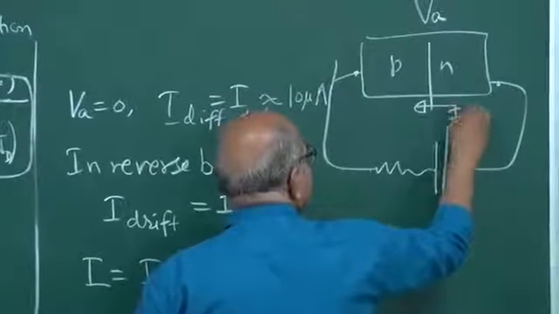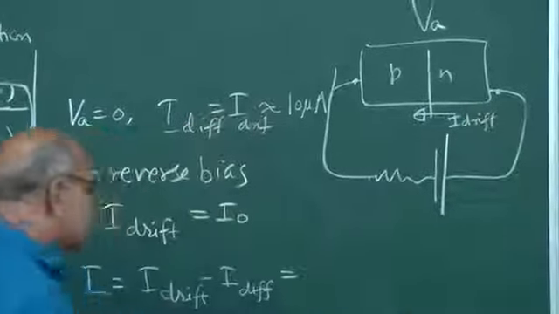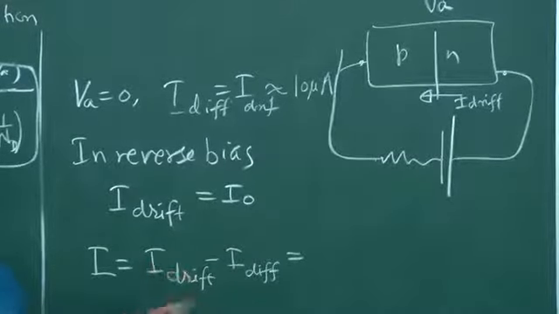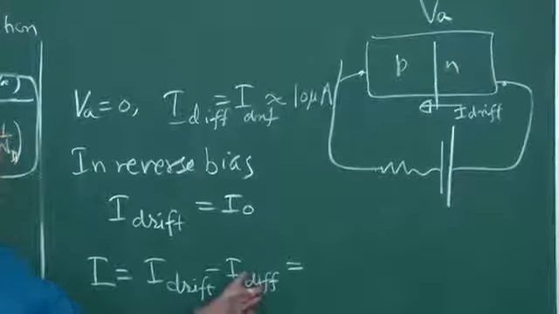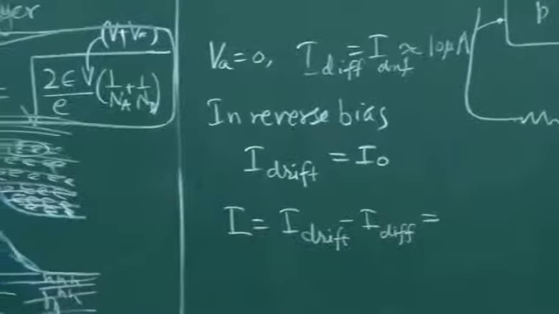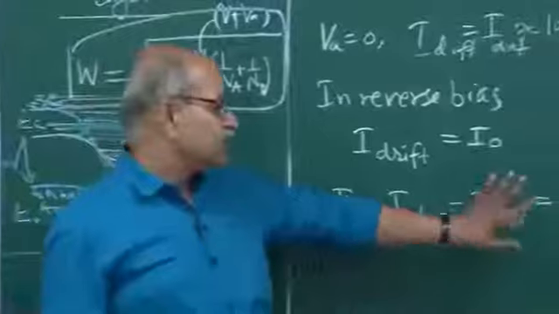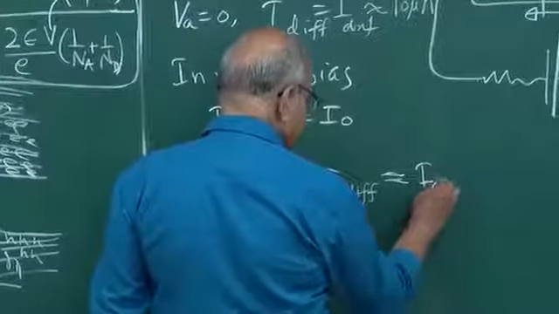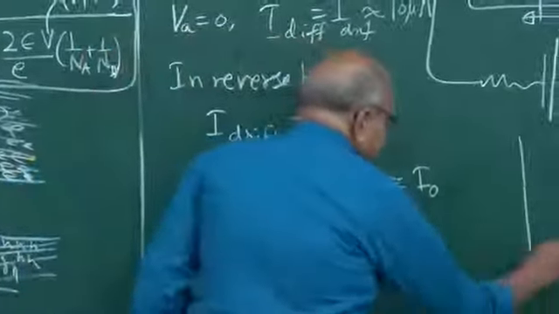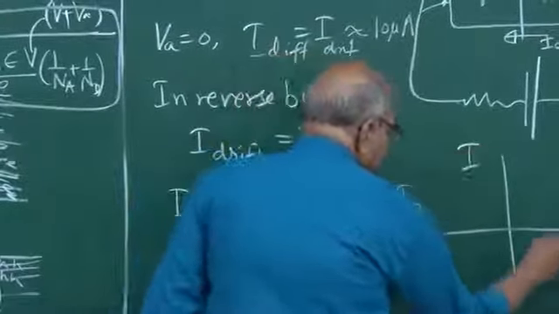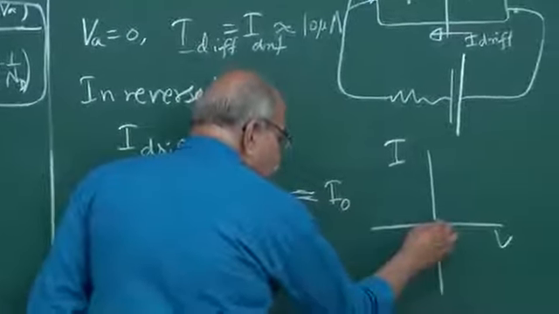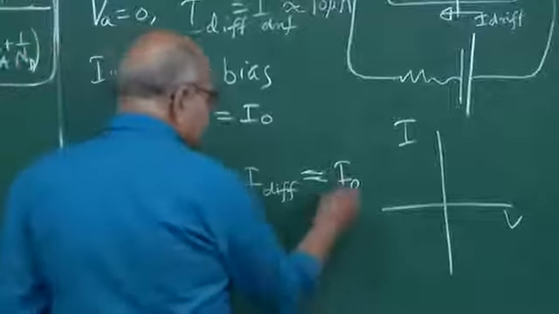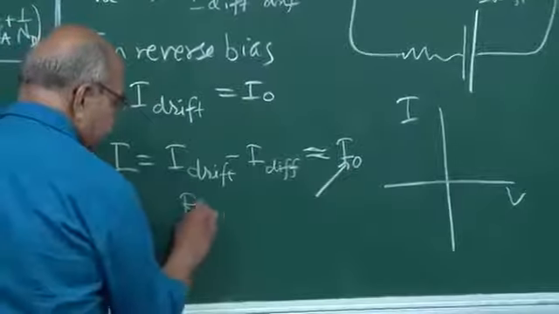This is your direction of I drift. In this direction, and the magnitude will be smaller than I drift to start with. Once I diffusion becomes totally negligible, you have applied some voltage, the barrier has gone up, and I diffusion has become almost 0. So, it will stabilize at this I drift, which is I0. On that IV diagram, on the reverse bias, it starts with 0, and then it gradually increases to this I naught, and this is known as reverse saturation current.